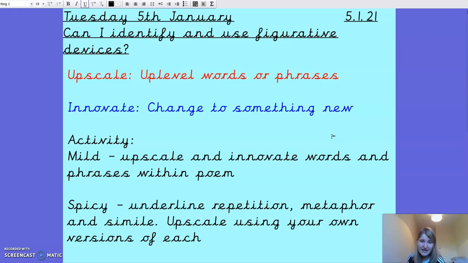Your spicy is instead, and I know some of you started doing this yesterday because you're such pros, have a think about going through, finding the repetition, metaphor and the simile. We already had a look at the first verse together, and then upscale the repetition, the metaphor, and the simile using your own versions of each. Okay, so rather than just words or phrases, thinking about your very own metaphors, similes, etc. And I bet some of you get a couple of cheeky bits of personification in there as well.